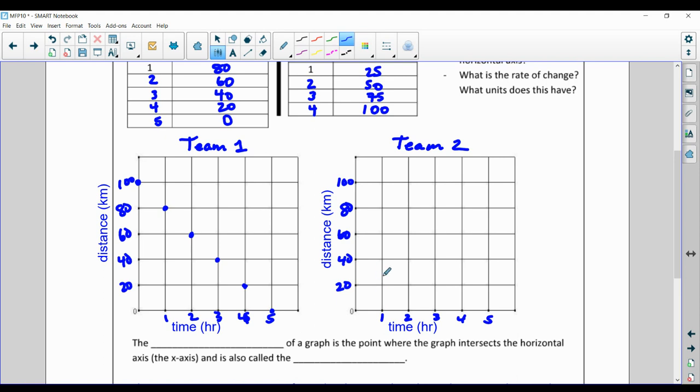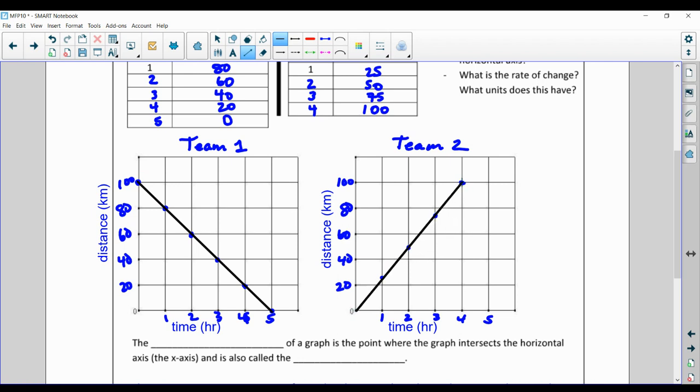So after 1 hour, they'd gone 25. Well, that would be 30. So 25 would be about there. After 2 hours, they'd gone 50, which is halfway between 40 and 60. After 3 hours, 75. After 4 hours, 100. And I am going to draw the lines on these just to show the different slopes of these lines. So here's our first one, and these are in fact linear.